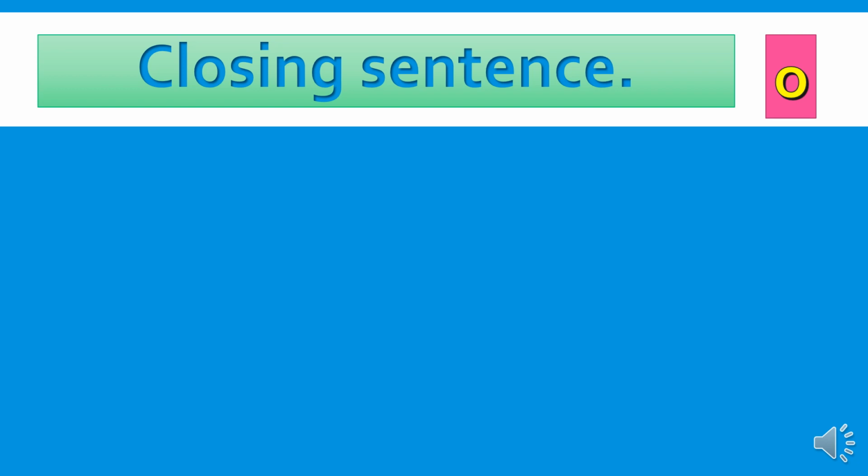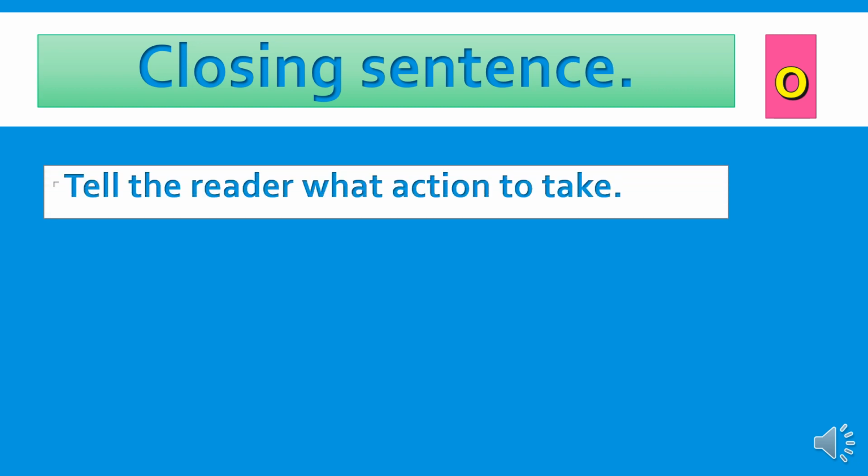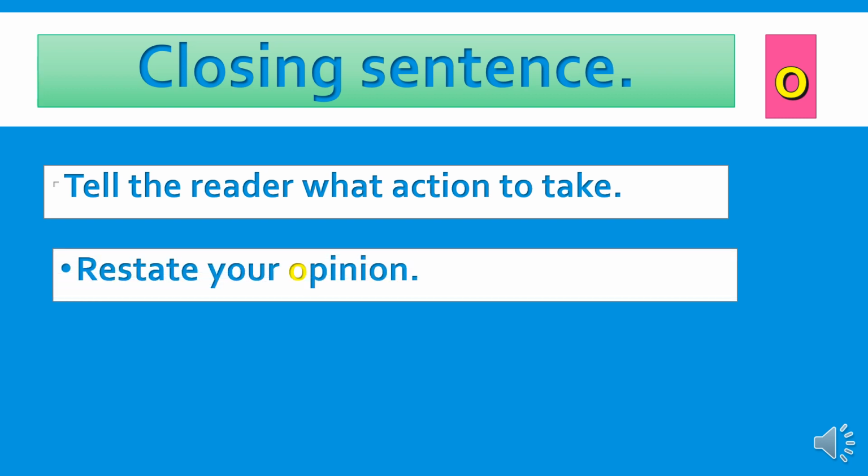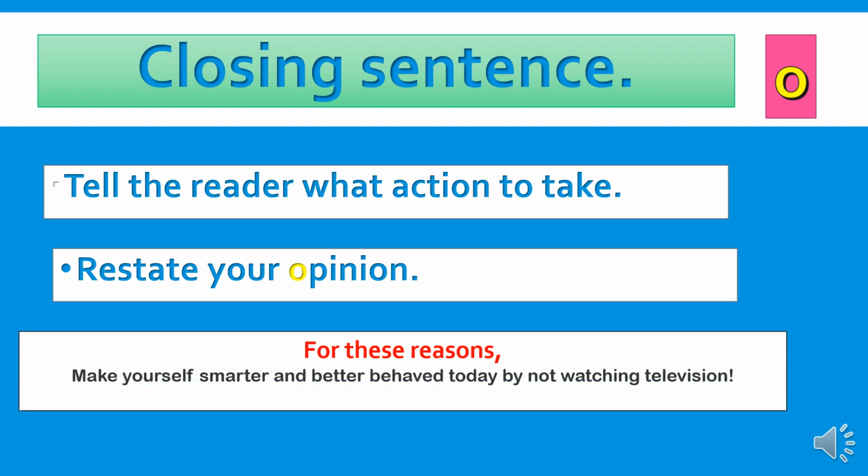Now let's move to the closing sentence. The last step of the Oreo, which is the O. You need to tell the reader what action to take. In other words, you need to restate your opinion. For example, I wrote here the last sentence in our paragraph, which is, for these reasons, make yourself smarter and better behaved today by not watching television. So in this sentence, I told the reader not to watch TV today.